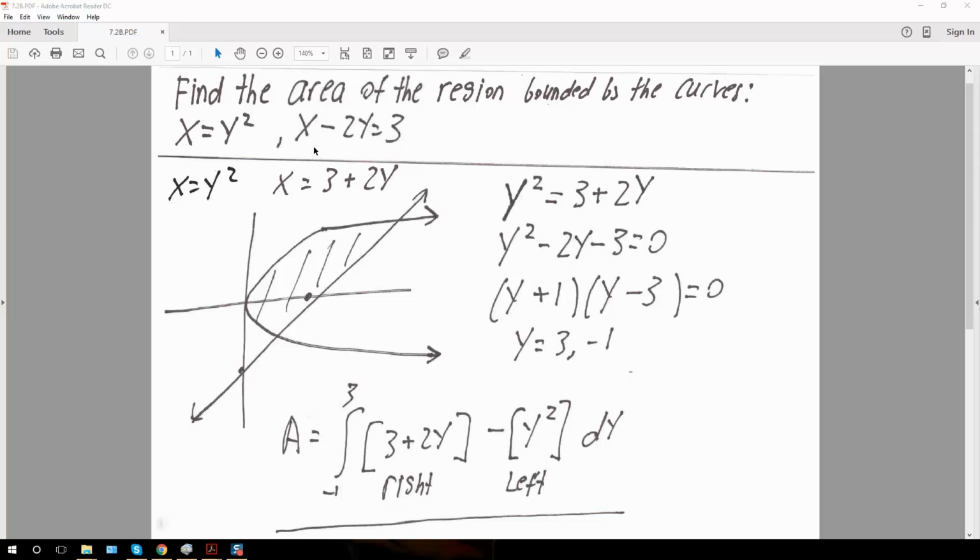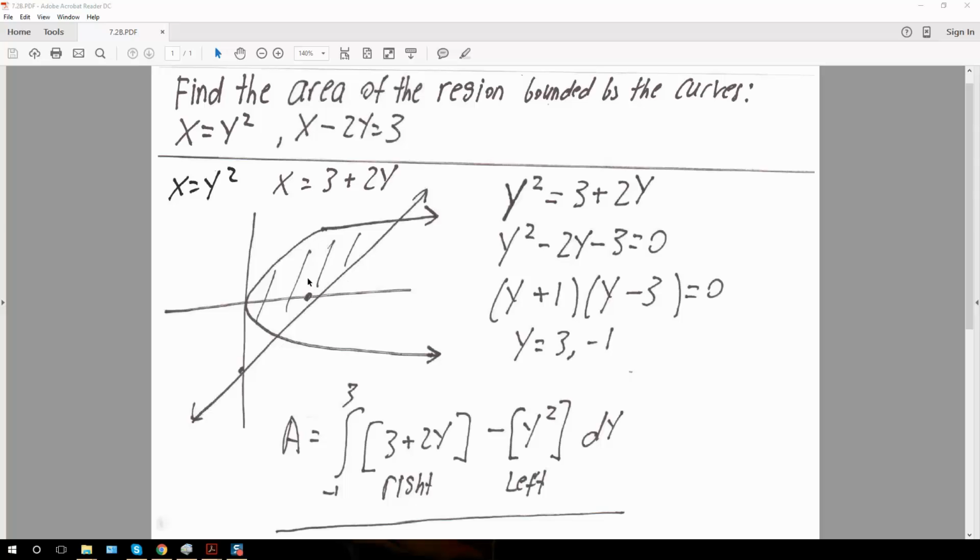And then we do x equals 3 plus 2y. In doing so, we would have this straight line. This is just a general idea. And by this general idea, we know that x equals y squared would be on the left hand side, while x equals 3 plus 2y would be on the right end. This will be important when we determine the area.